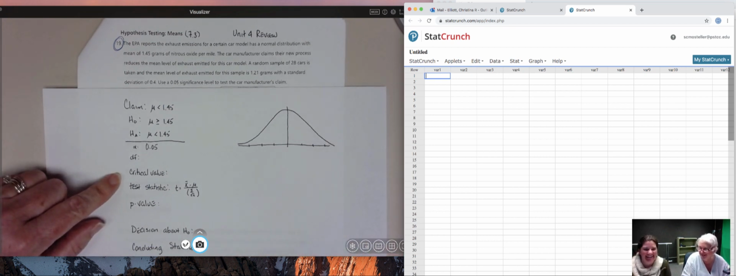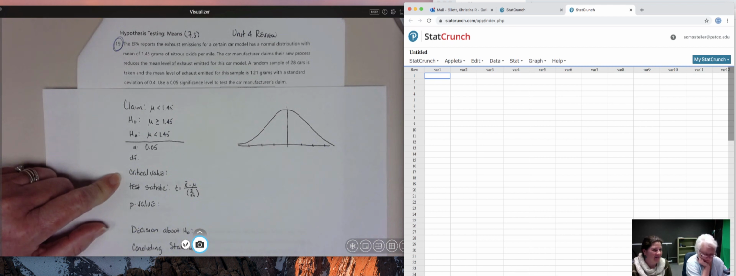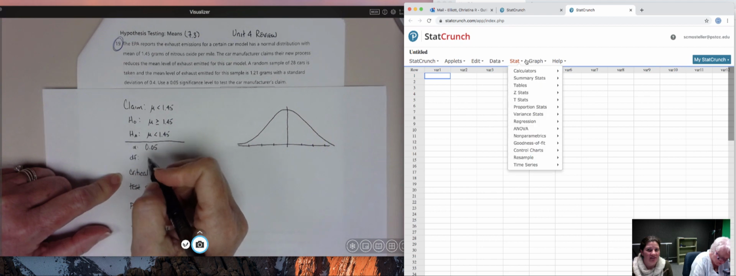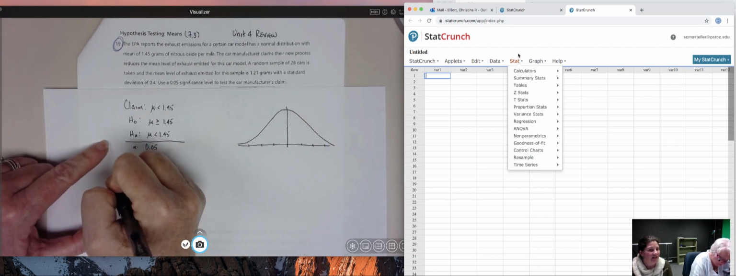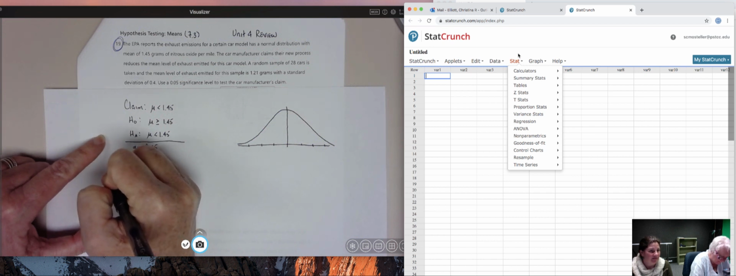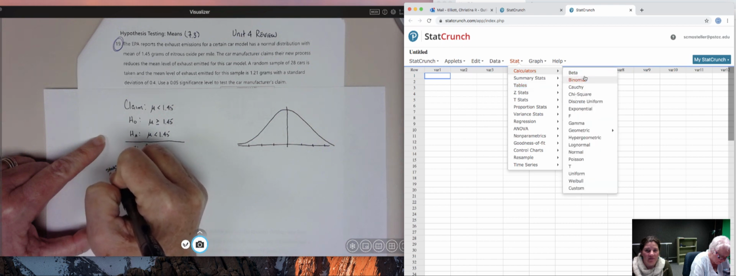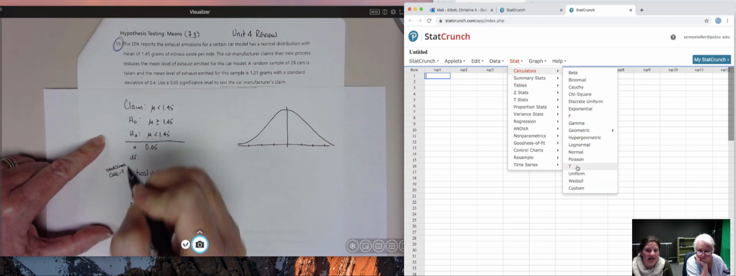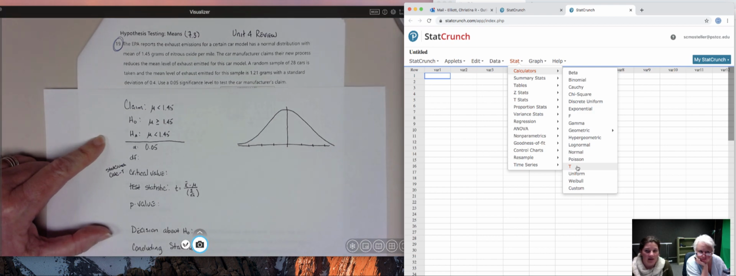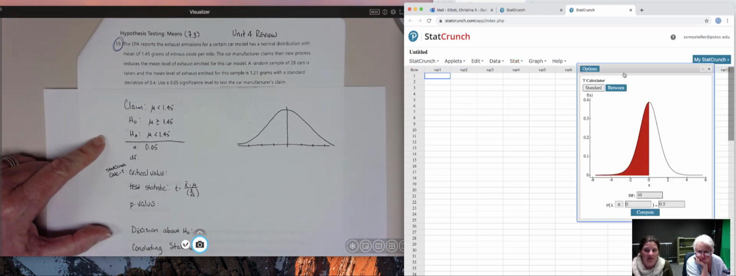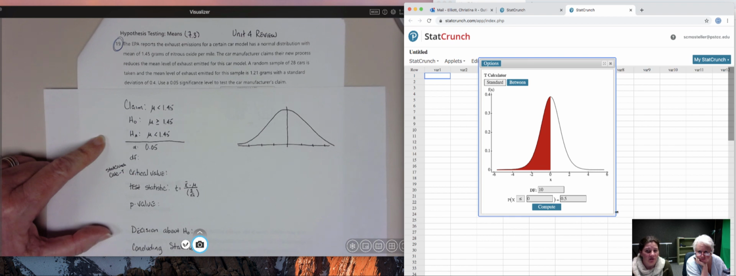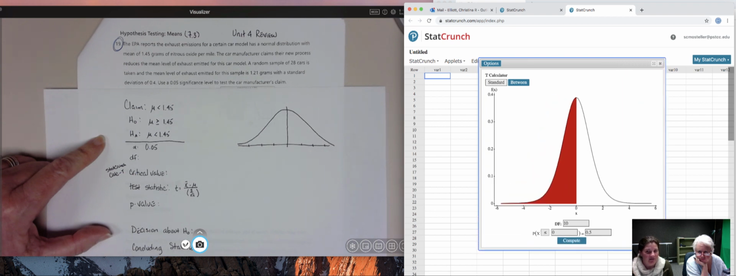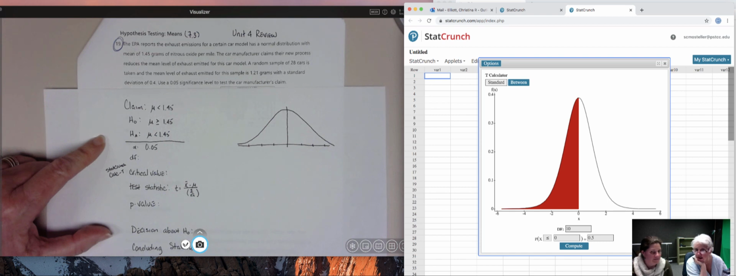Right beside critical value, write T calculator, because I'm going to go to the student T calculator in StatCrunch to find that critical value. I know it's going to be a negative number. It's under Stat, Calculators, T. Since this is for a mean and I don't know the population standard deviation, that's why I'm using the T calculator here.